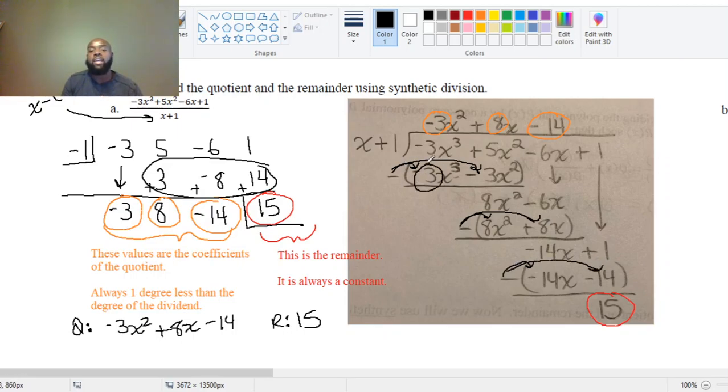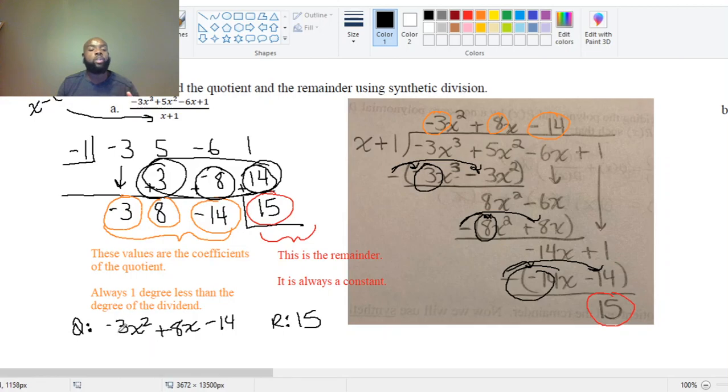So that would become a +3 here, which I have this positive 3 here. This will become a negative 8 here, which I have a negative 8 there. And this will become a positive 14 here, which is that positive 14 right there, right? So it's basically doing repeated multiplication and addition, and taking the numbers out of the long division chart and doing it with synthetic division. All right. But we have our quotient and our remainder.